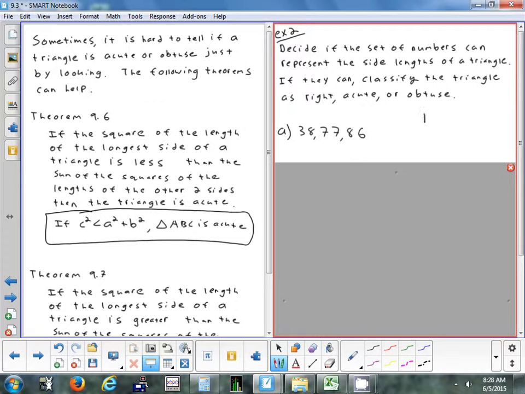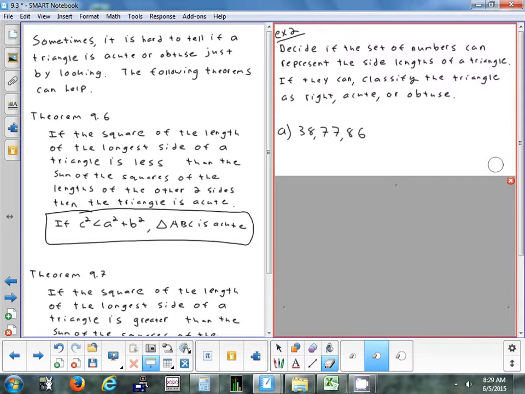So if I gave you a problem like this and said decide whether or not these sides can form a triangle, and if they do, say it's acute, obtuse, or right, this isn't even a triangle. 1 plus 1 is 2. 2 is not bigger than 10. You could not make a triangle with these sides. It would look something like this: there's 10, 1, 1. They wouldn't meet.